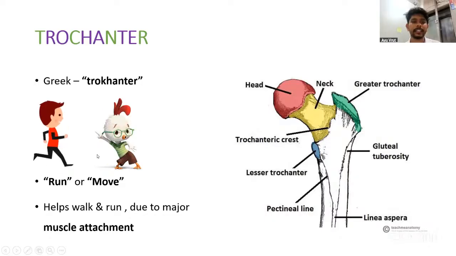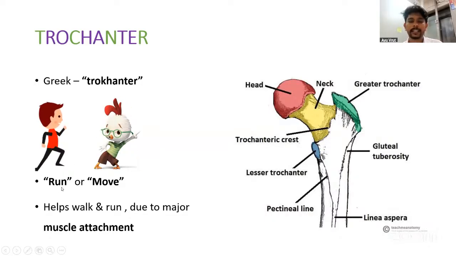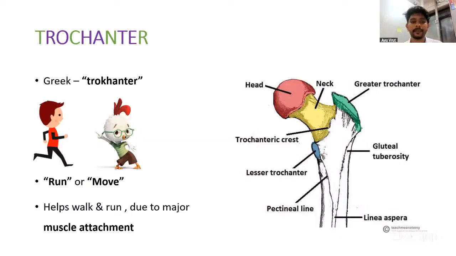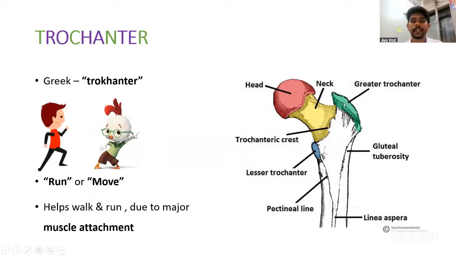Trochanter, as we can see in this image, is a Greek word which means either to run or to move. So because of its action, running or moving, the part is called the greater trochanter.